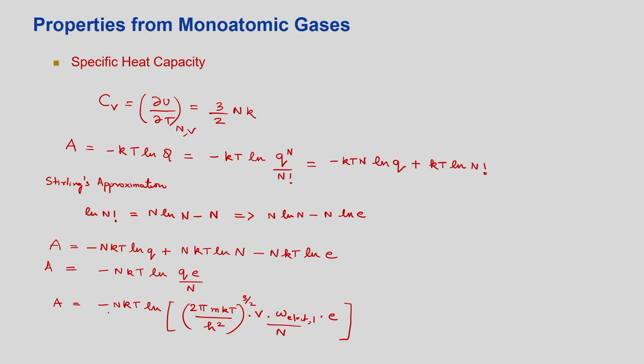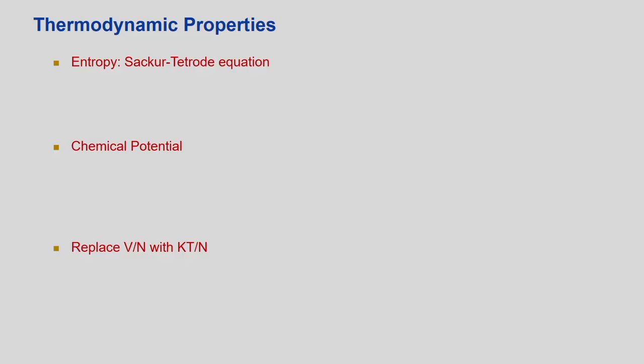Obviously, if N is Avogadro's number, you will get the quantity per mole. Likewise, if you want the Helmholtz free energy for 100 molecules, you multiply by 100. With Avogadro's number, it is per mole, so joules per mole. Now this brings us to the important derivation, the Sackur-Tetrode equation, which is nothing but the entropy expression.